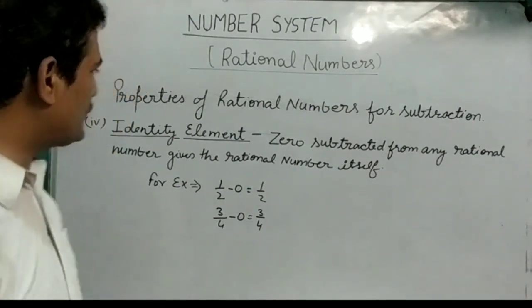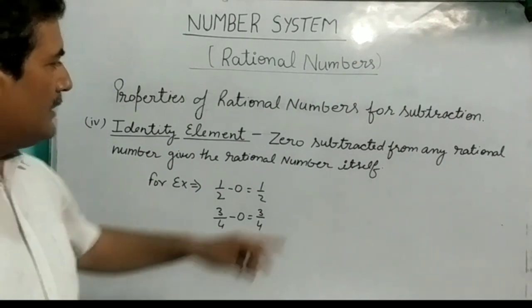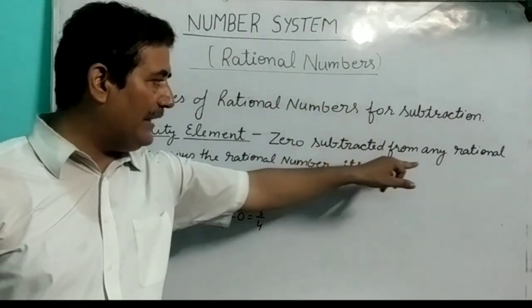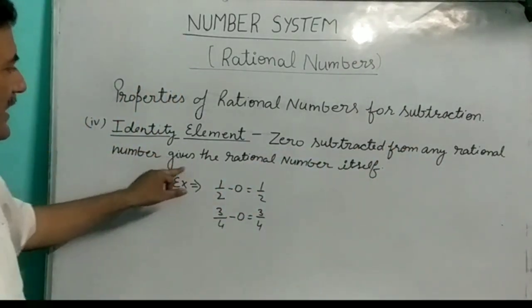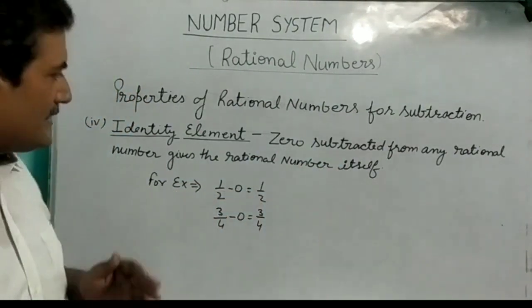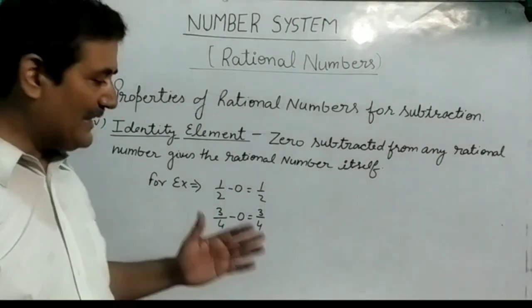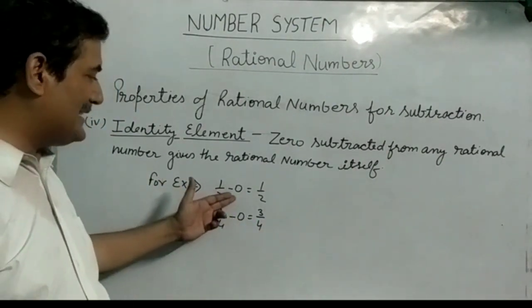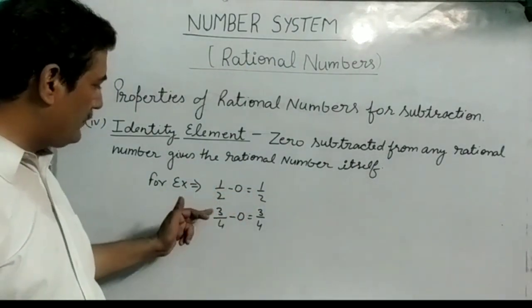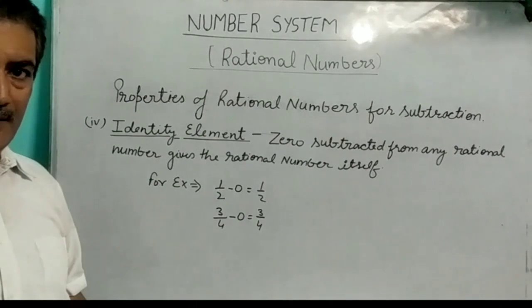Now, the last property is identity element. It means 0 subtracted from any rational number gives the rational number itself. If we subtract 0 from any rational number, it gives itself. For example, 1 by 2 minus 0 equals 1 by 2, 3 by 4 minus 0 equals 3 by 4, and so many examples.